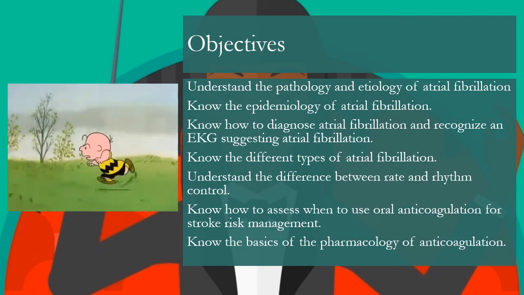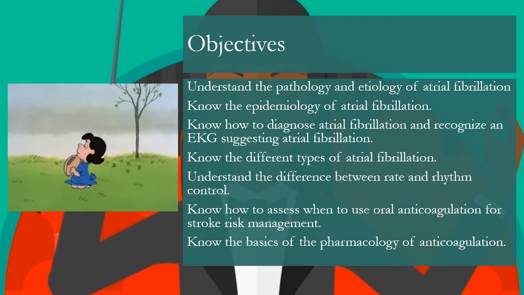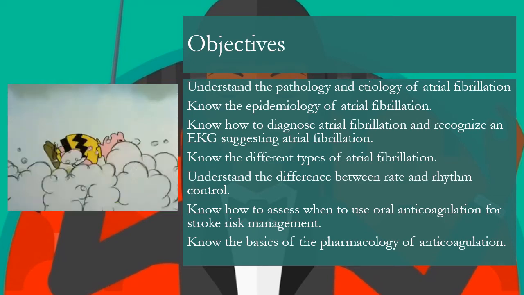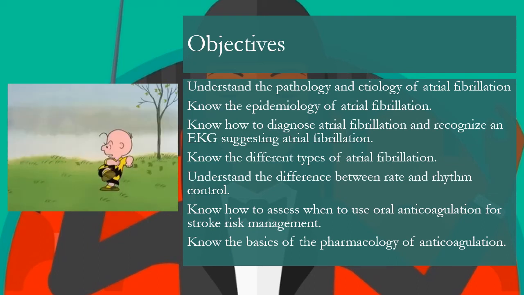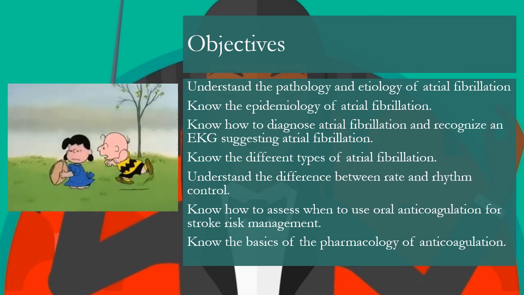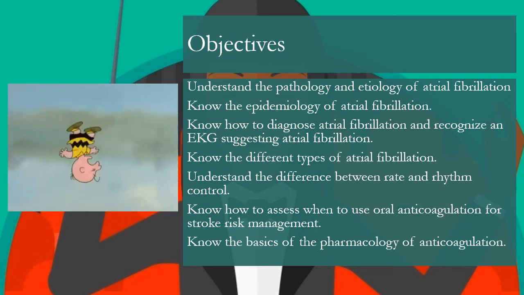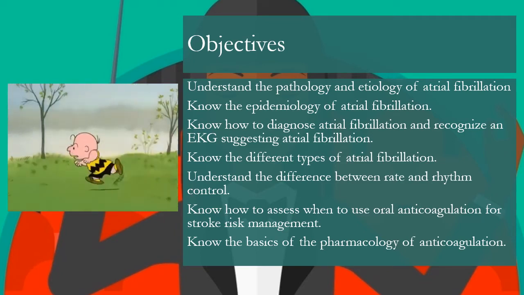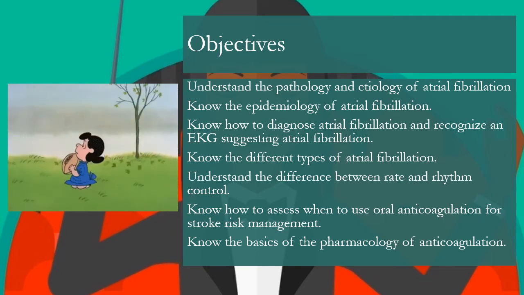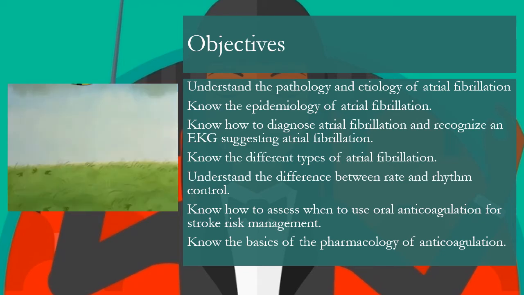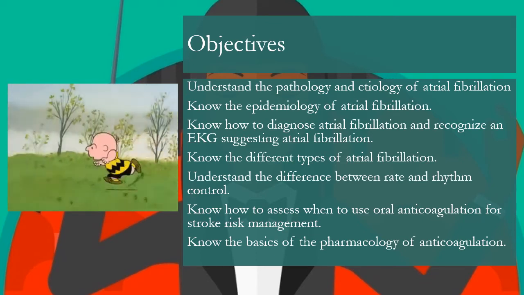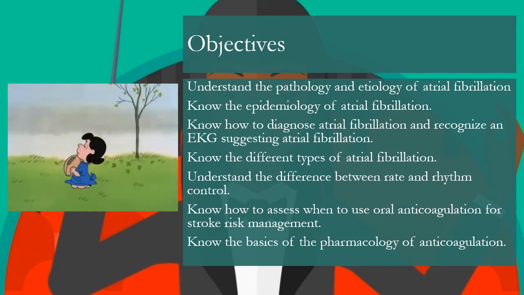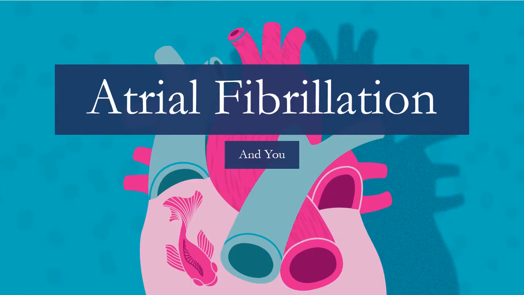Here are the objectives for the lecture today. We're going to talk about the pathology and the etiology of atrial fibrillation, some general statistics about atrial fibrillation, how to diagnose it, and how to identify atrial fibrillation when it's suggested by an EKG. Make sure you know the different types of atrial fibrillation, and then we're going to go into the basics of management and treatment: knowing about rate and rhythm control, and then anticoagulation for stroke risk management. So let's get to it. Atrial fibrillation.